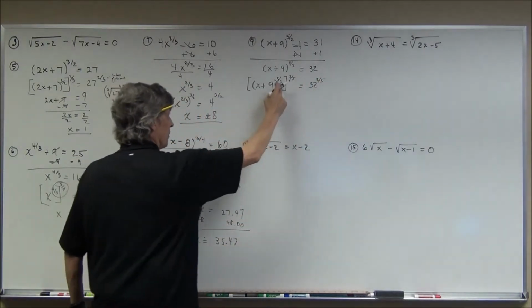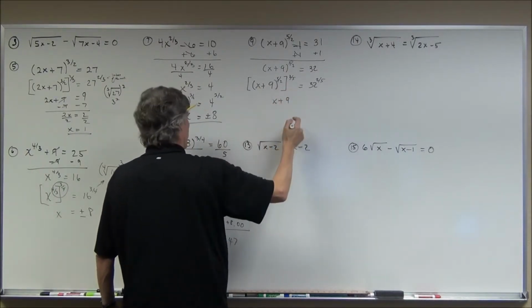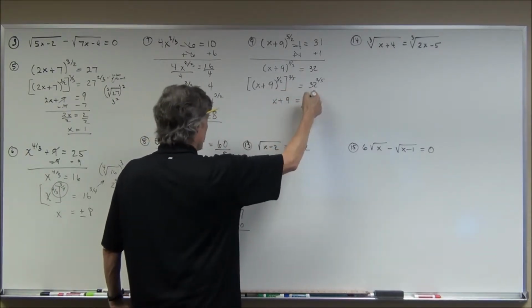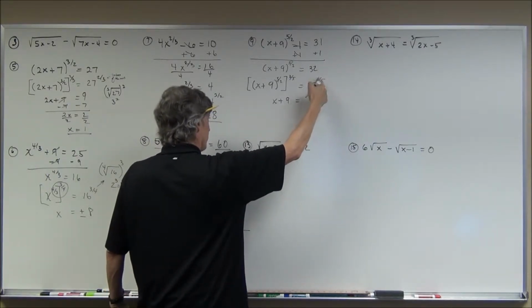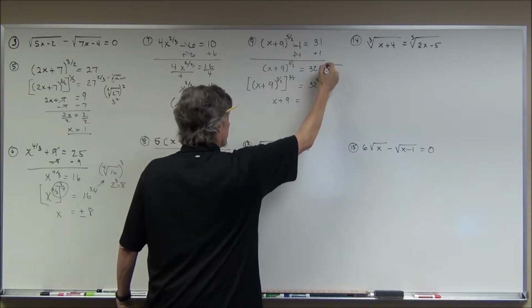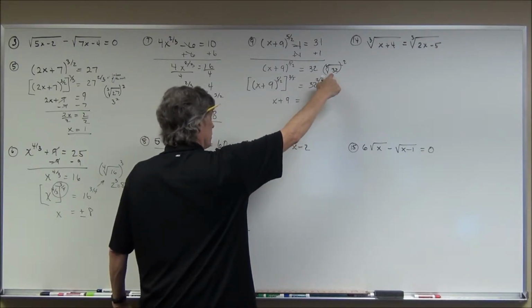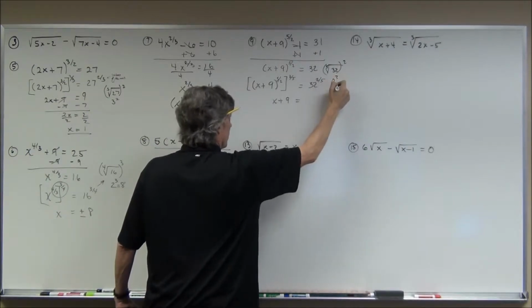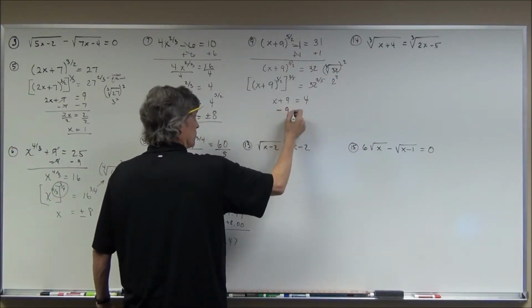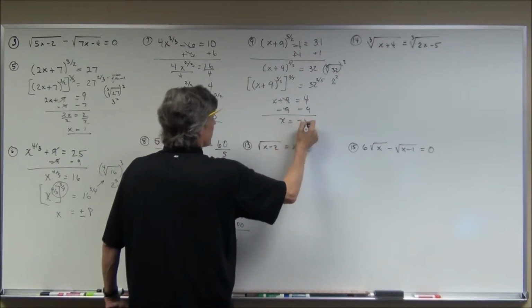And again, a power to a power, you multiply the exponents, you just get x plus 9 quantity to the first. I'm not going to put the first. Here, remember, that's the root, that's the power. So this is 32, the 5th root of it squared. The 5th root of 32 squared. Well, the 5th root of 32 is 2, because 2 times 2 times 2 times 2 times 2 is 32. So this is 2 squared, which is 4. Now I'm going to just subtract 9. And I get x equals -5.